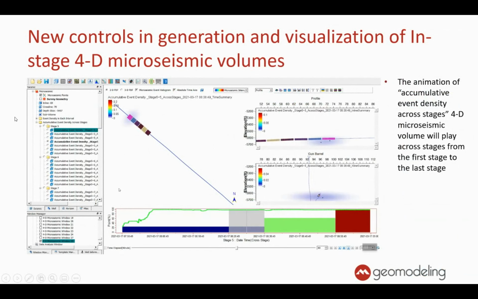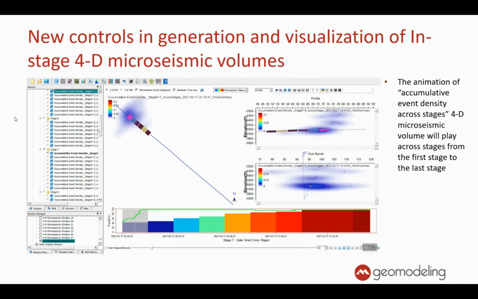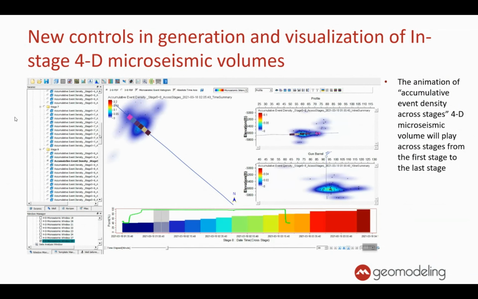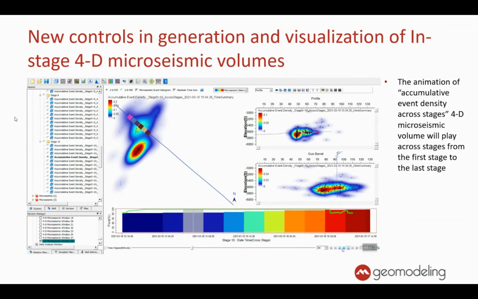The other improvement in 4D microseismic volume visualization is that now the animation of a cumulative event density across stages 4D microseismic volume will play across stages from the first stage to the last stage. Before, it only played the animation within each stage, which may not be useful as this is the cumulative event density across stages. Now it makes much more sense, and this also helps users to get a better overview about how the microseismic event density accumulates across different stages.